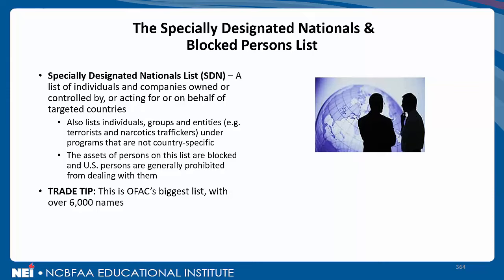Let's stop and talk about the specially designated nationals and blocked persons list, one that we have mentioned on a number of occasions now. What is it? The SDN, a list of individuals and companies owned or controlled by or acting for or on behalf of targeted countries. The SDN also lists individuals, actual people, groups and entities like terrorists and narcotics traffickers, under programs that are not country specific.